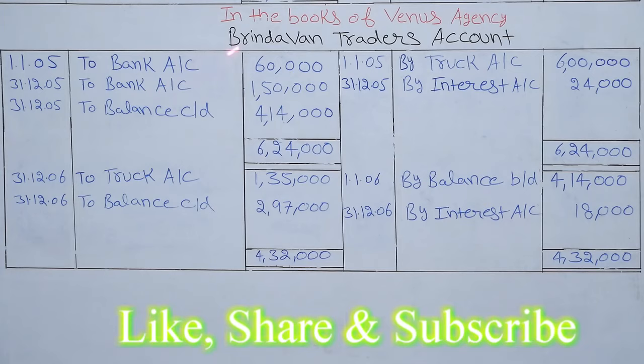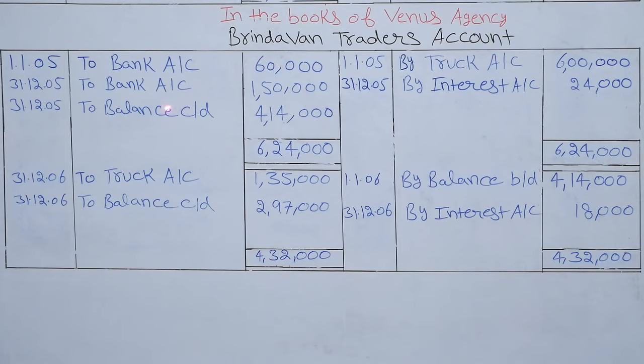So entry will be Vrindavan Traders account debit to bank account 1,50,000. This is inclusive of interest, so there is no need to add interest separately in installment. 31st December 2005 to balance carried down 4,14,000. This balance will be brought down to the next year. On 1st January 2006, by balance brought down 4,14,000.